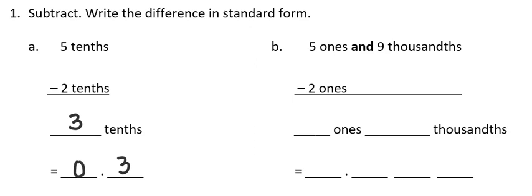Looking at problem B, I have 5 ones and 9 thousandths, and from that I'm going to subtract 2 ones. But since I'm not taking any thousandths away, I still have 9 thousandths. 5 ones minus 2 ones equals 3 ones. So I'll write that in standard form. I have 3 ones. I don't have any tenths, I don't have any hundredths, but I have 9 thousandths. So my answer is 3 and 9 thousandths.